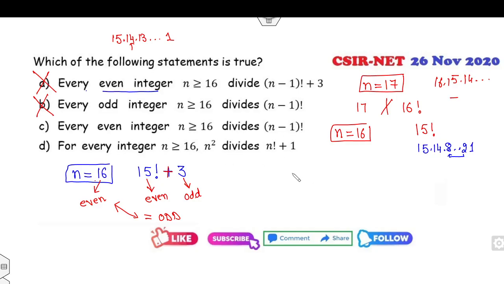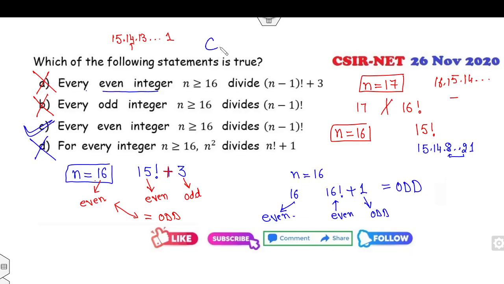Look at the last option. Every number, I can choose as 16. So is 16 divisible by n factorial plus 1? No, because this number is even, this number is odd, and the sum of these will be odd, but you can see the right hand side is an even number. So therefore this option is also cancelled out. So the only one left is C, which is the right answer of this problem.